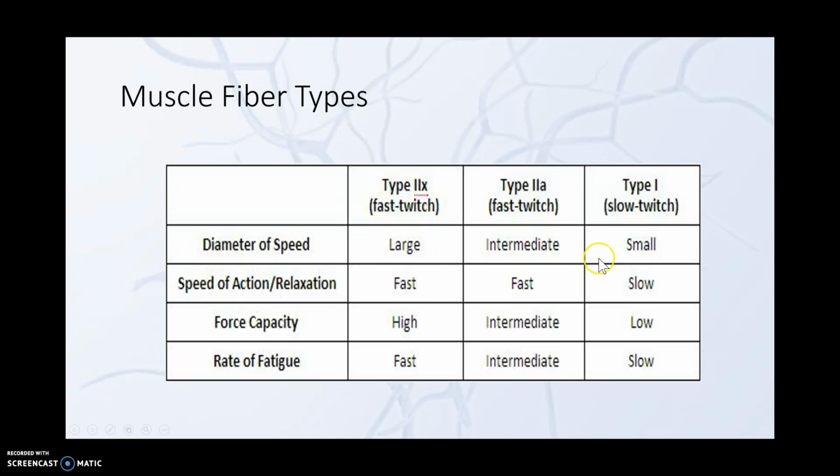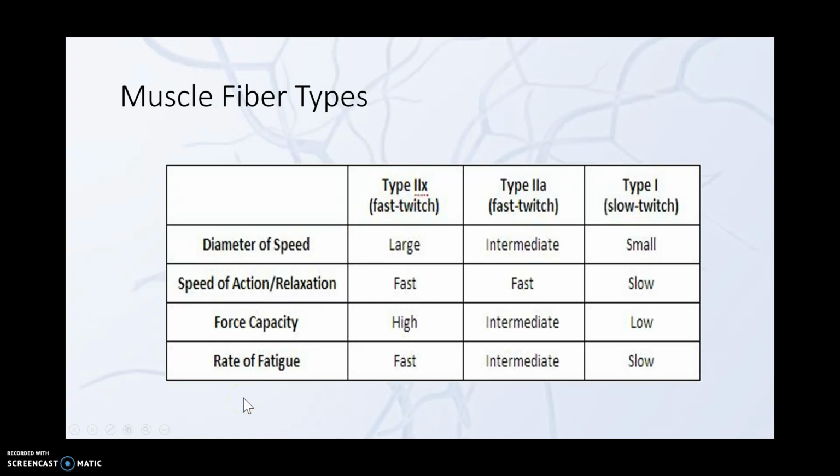Speed of action and relaxation. This is slow, so this is slow to activate, and it's resistant to fatigue. This is our type 2A, our fast glycolytic, fast oxidative fibers. They are activated much more quickly than type 1. And then type 2B, these are very quickly activated and responsive. For force capacity, type 1 muscle fibers have a very low force output. We have intermediate for our intermediate fibers, and then we have a very high force output for our type 2B fibers. Makes sense. We want to do 1 rep max, we're going to show a high force capacity, and we're going to be recruiting those type 2B fibers.